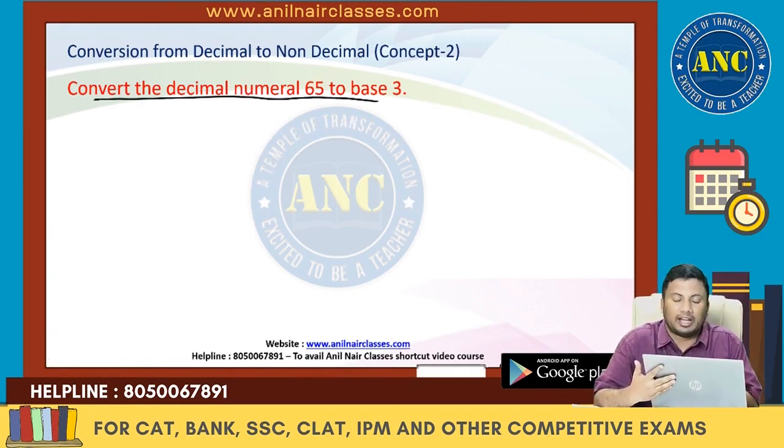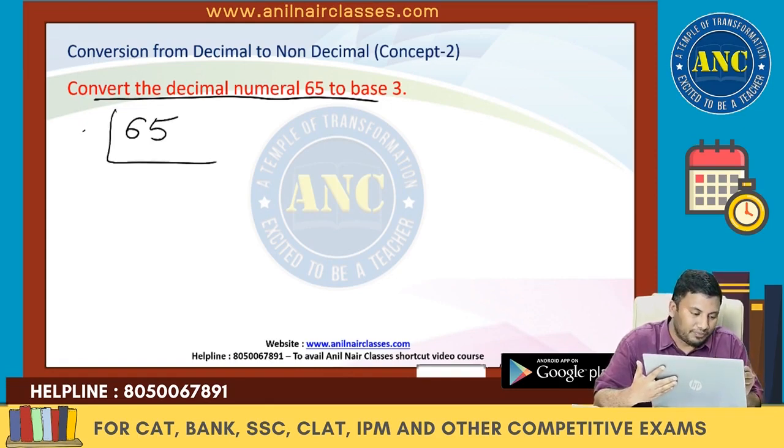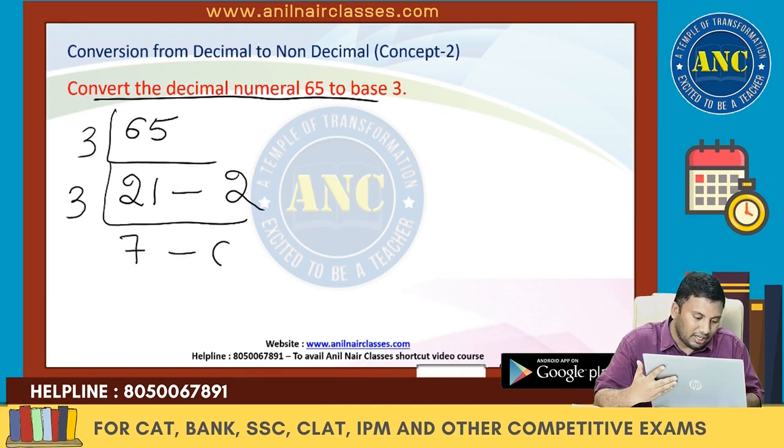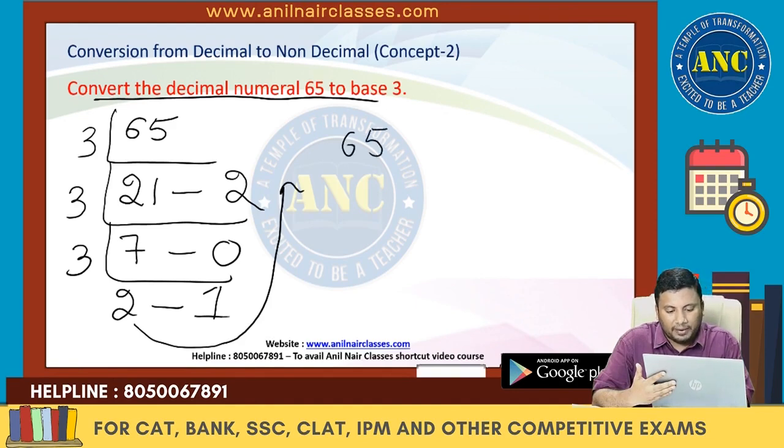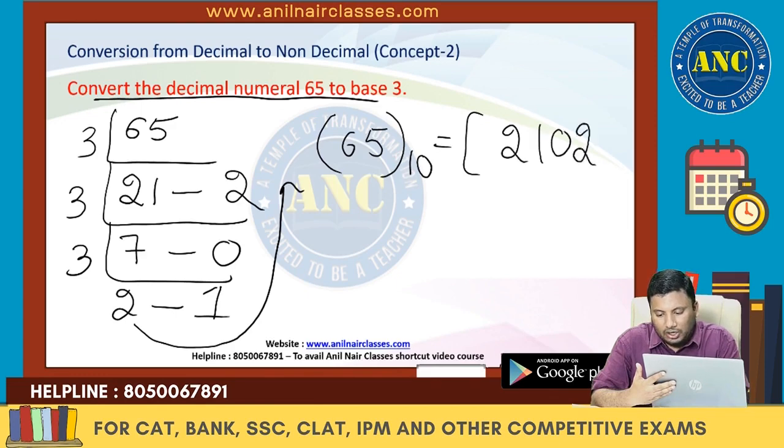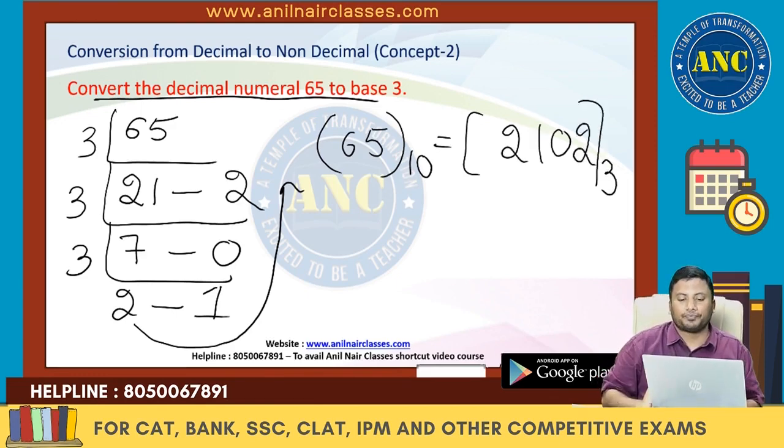Convert the decimal numeral 65 to base 3. 65, I need to do division. 3 21s are 63. Remainder is 2. 3 7s are 21. Remainder is 0. 3 2s are 6. Remainder is 1. Go on dividing till you get a number which cannot be further divided. 2 cannot be further divided. So 65 in base system 10 is nothing but 2102 in base system 3. Are you all with me?